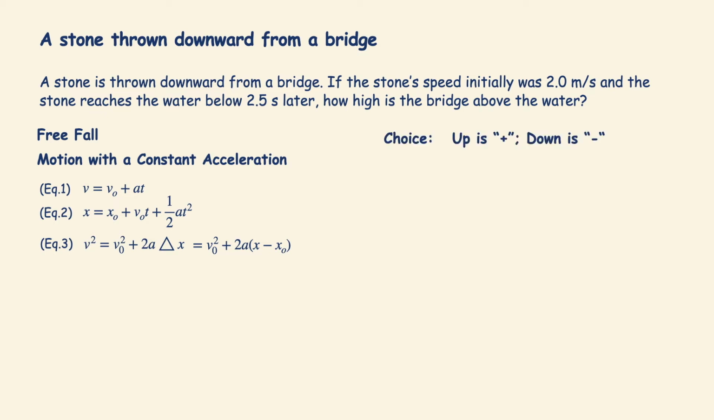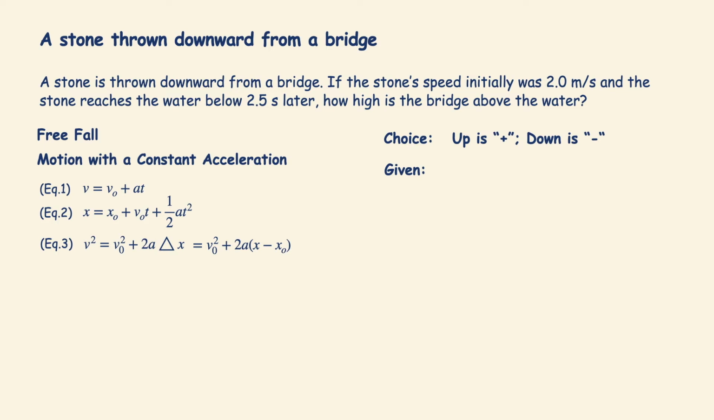Since the stone will be falling down and we'll be looking at the vertical motion here, we need to be able to distinguish between up and down. So here I have made a choice to consider everything that is up as positive and to consider the negative direction to be down. With that, I'm ready to translate my problem into mathematical symbols. I'm going to go through the problem and see what I have.